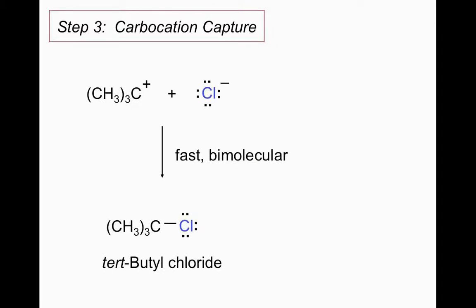The final step of the mechanism is the step that differs from the previous mechanisms you've seen earlier in the semester. In this step, the chloride anion directly attacks the carbocation to produce the tert-butyl chloride product that we predicted in the beginning of the lecture.